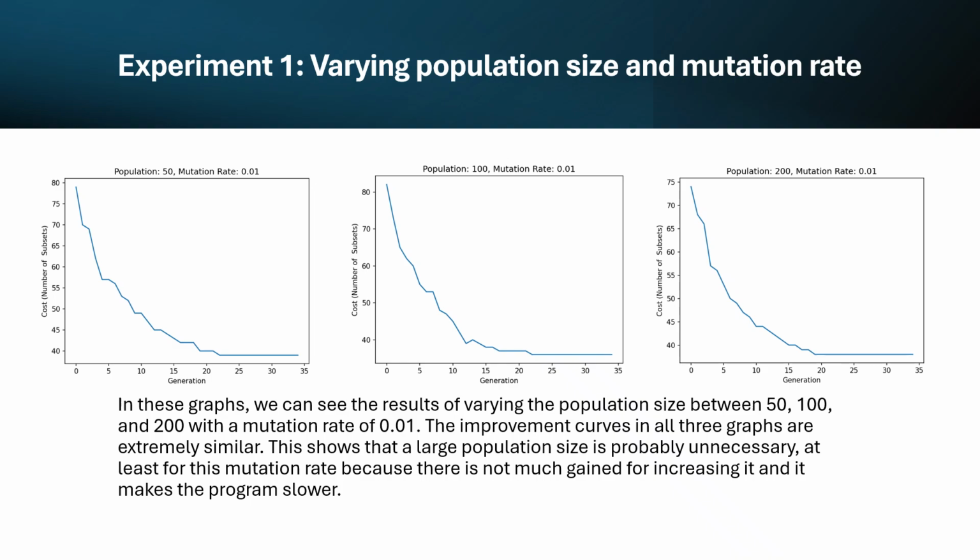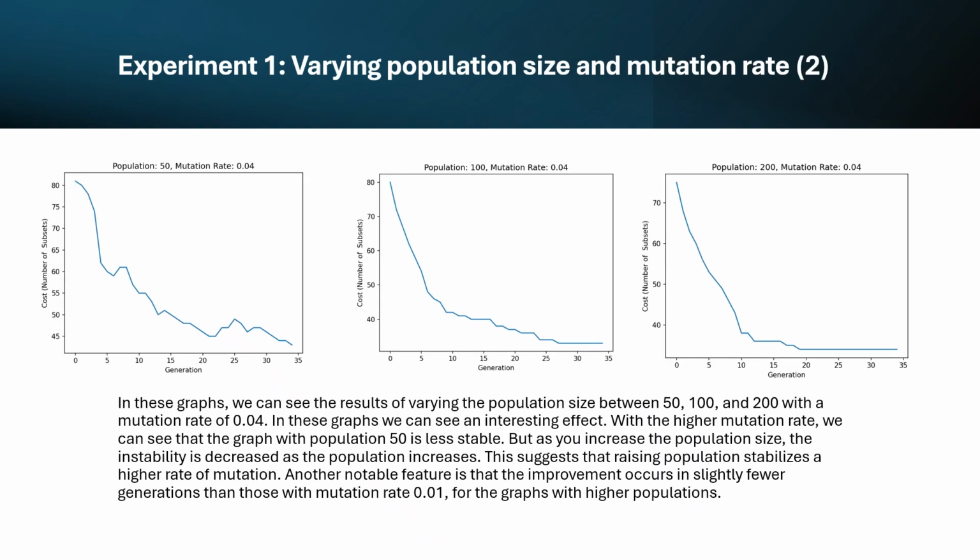In these graphs, we can see the result of varying the population size between 50, 100, and 200 with a mutation rate of 0.01. The improvement curves in all 3 graphs are extremely similar. This shows that a large population size is probably unnecessary, at least for this mutation rate, because there's not much gained for increasing it, and it makes the program slower. Here we have our next set of graphs.